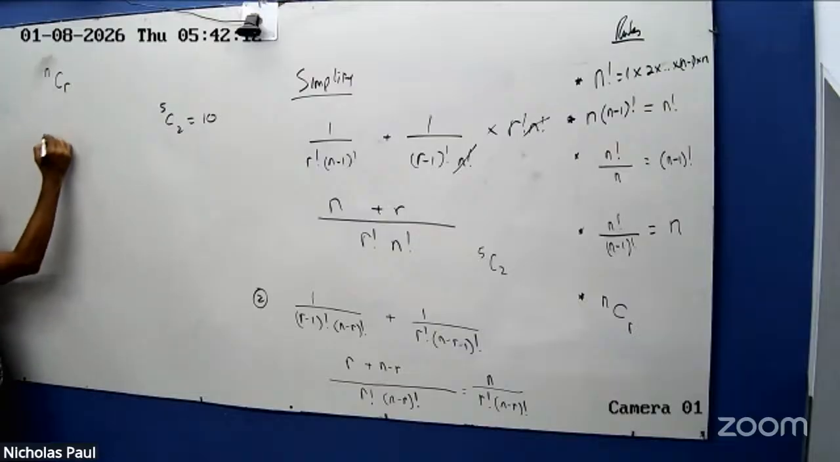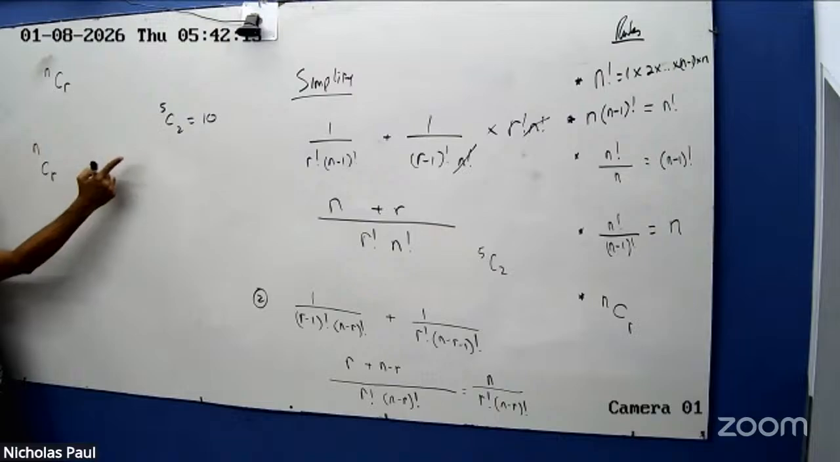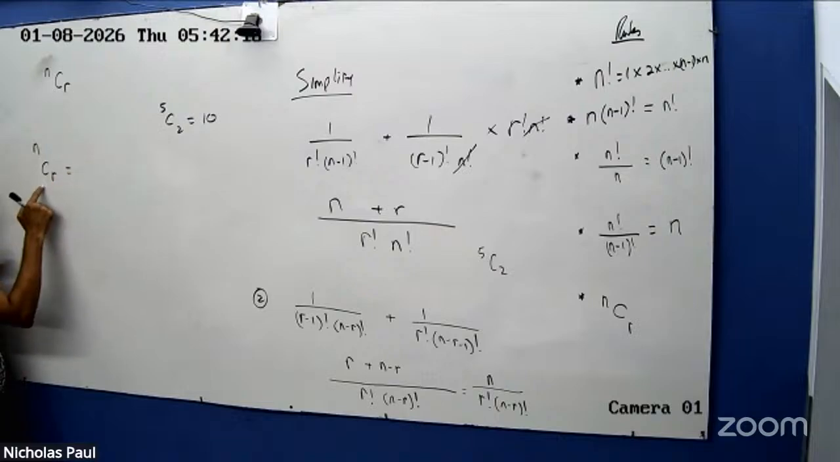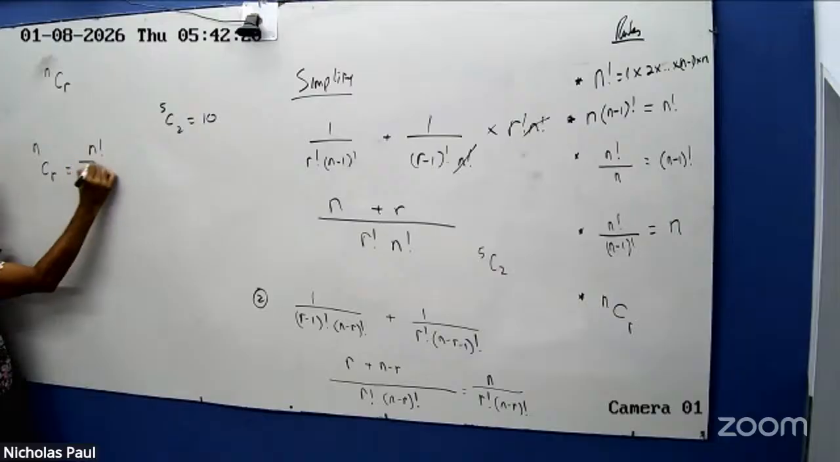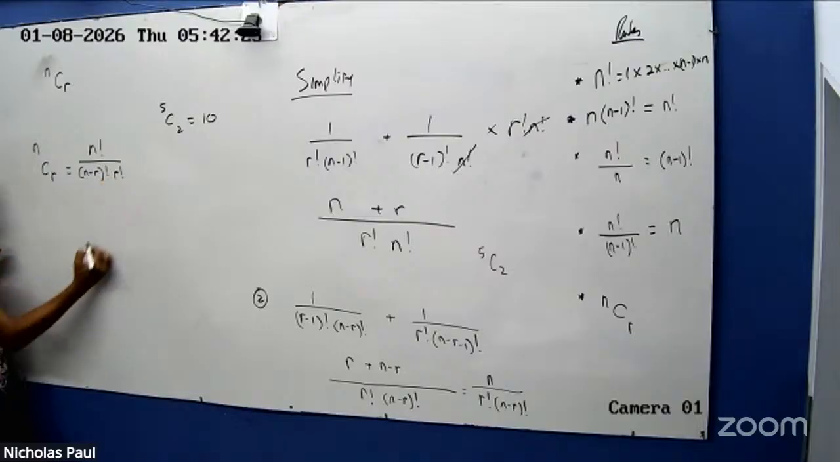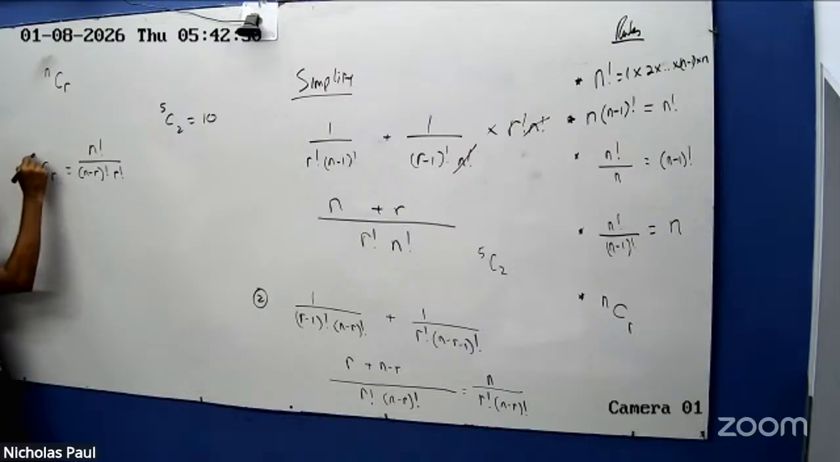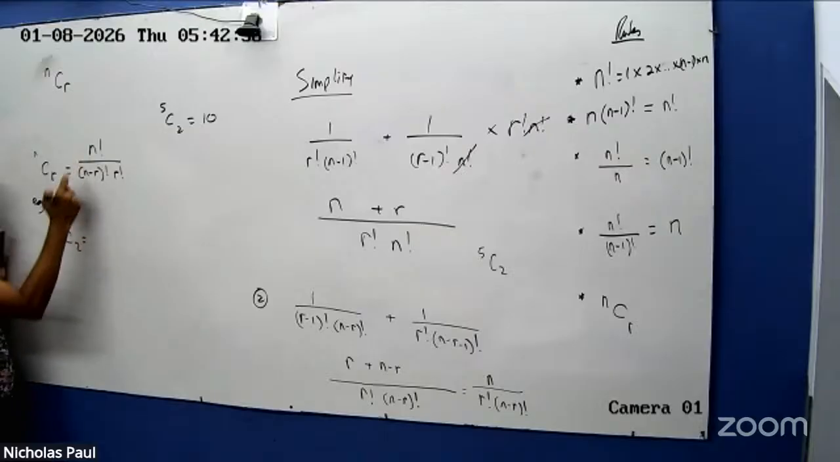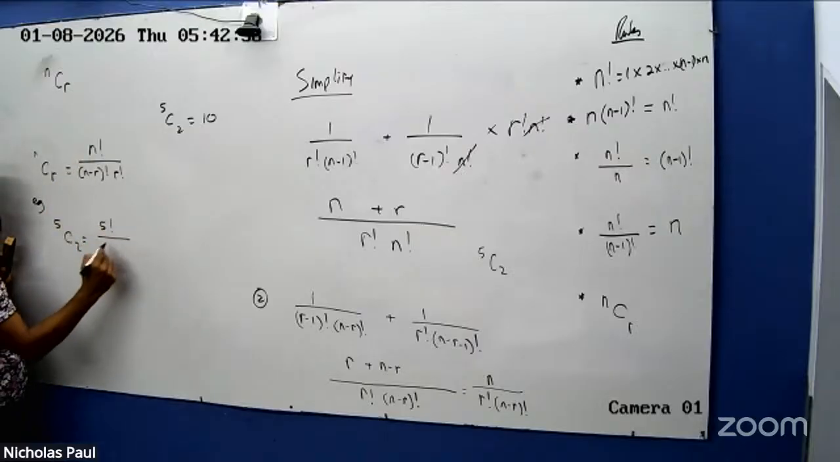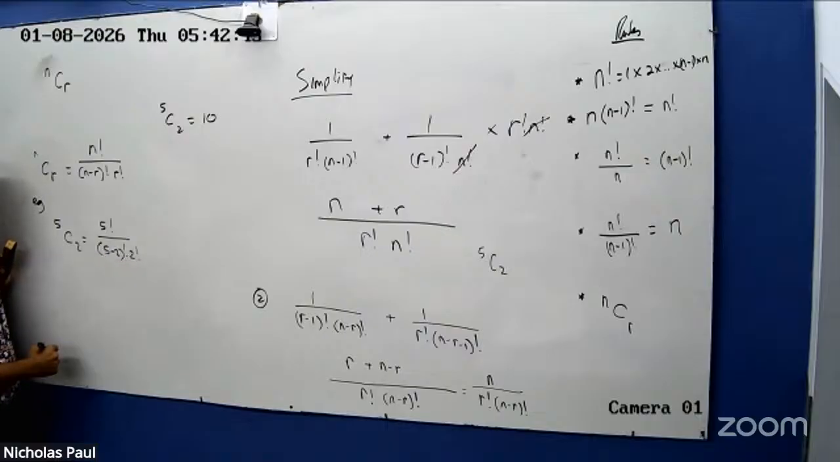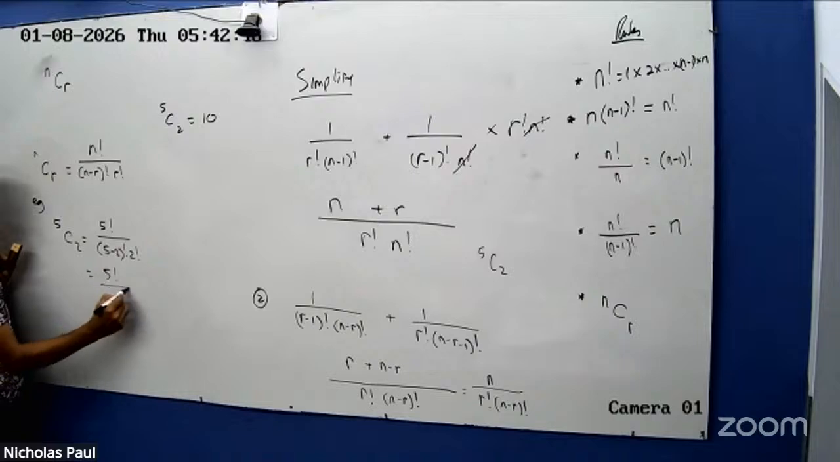NCR is really this. The way they got that value 10 is that NCR is really n factorial divided by n minus r factorial times r factorial. So this formula here is equal to this. For example, if I ask you to find 5C2, you could write 5 factorial divided by 5 minus 2 factorial times 2 factorial. This is 5 factorial over 3 factorial times 2 factorial.